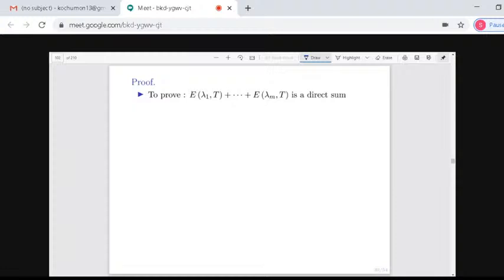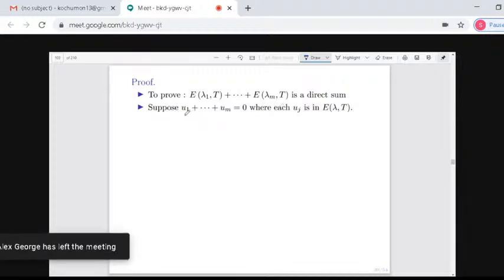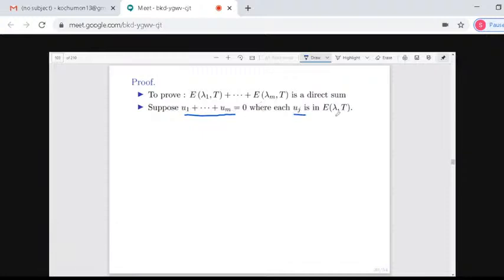Now we try to show that this sum is a direct sum. You recall the theorem which I said: a sum is a direct sum if and only if 0 can be represented in only one way. Suppose that u1 plus etcetera plus um is equal to 0, where uj is in E lambda j.